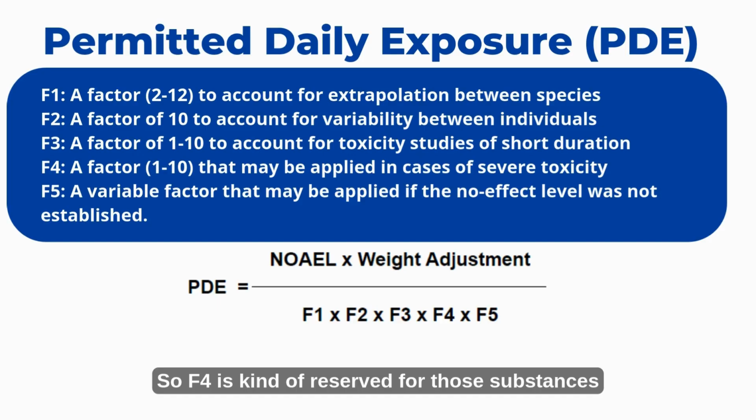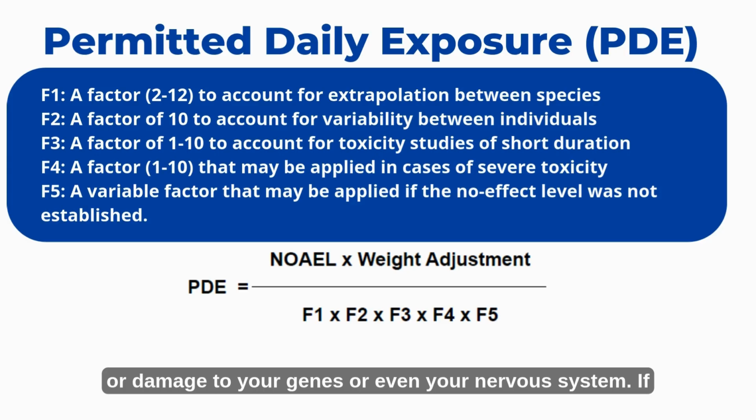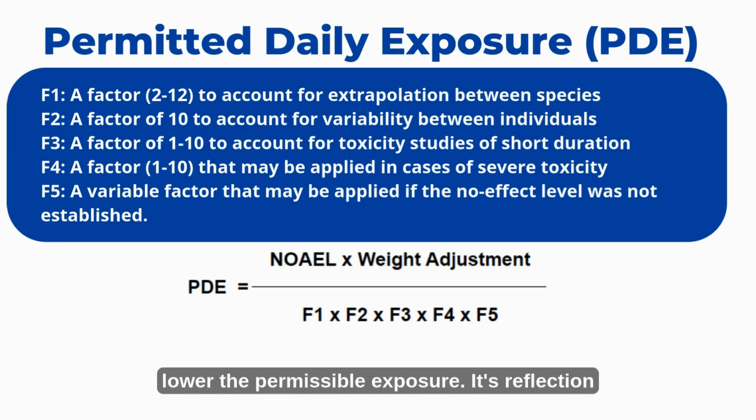So F4 is kind of reserved for those substances that have the potential to cause some serious irreversible damage. Like the really bad stuff. Yeah, like cancer or damage to your genes or even your nervous system. If we see that kind of severe toxicity in the studies, then a factor between 1 and 10 might be used to further lower the permissible exposure. It's a reflection of that heightened risk. That's like an extra layer of caution for the really dangerous substances.